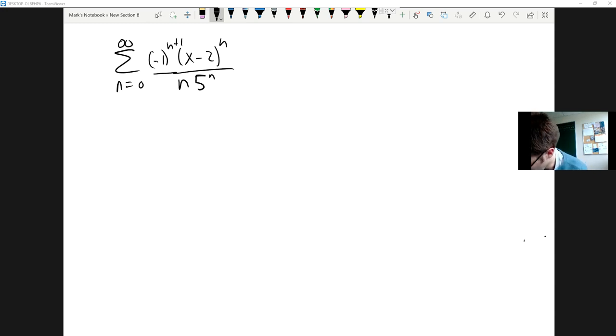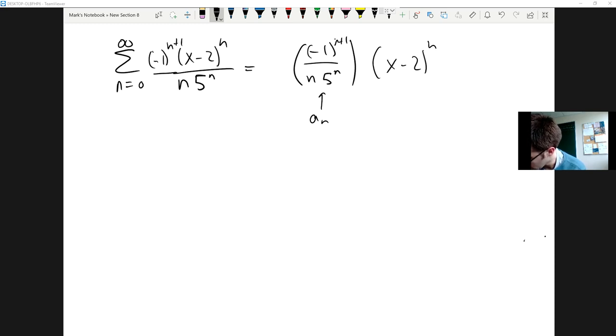And just to make sure we recognize the form, here we have (-1)^(n+1) over n 5^n. That's our a_n part. And then we have (x minus 2)^n. So the center of our power series is c equals 2. And so when we compute our interval, 2 is going to be the middle of it, and the question is, how far does it extend from there?